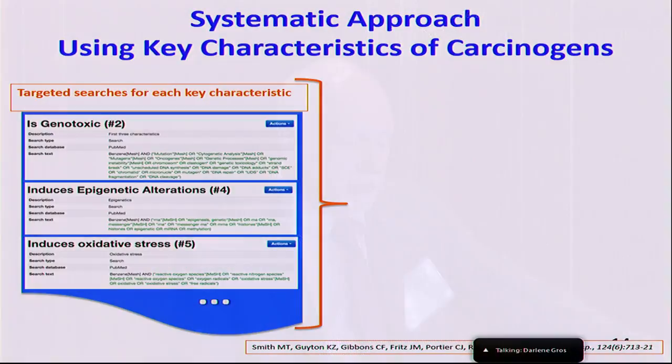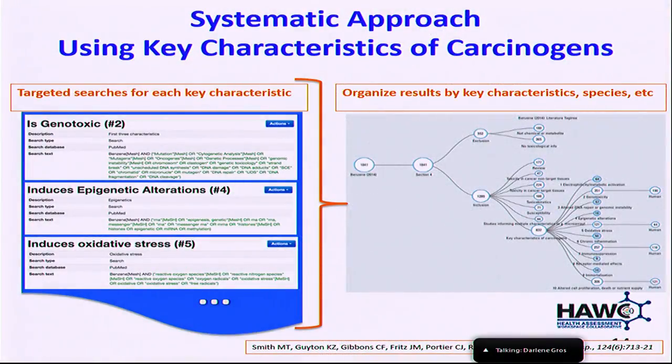So once you've outlined this list, this then allowed us to do targeted searches for each of the key characteristics. So you could pick the key characteristics, put in a set of search terms, and organize the results, which were done using this HAWC project software, but there is other software that could be used, to basically take the key characteristics, take the literature search, and break it down into subcomponents.